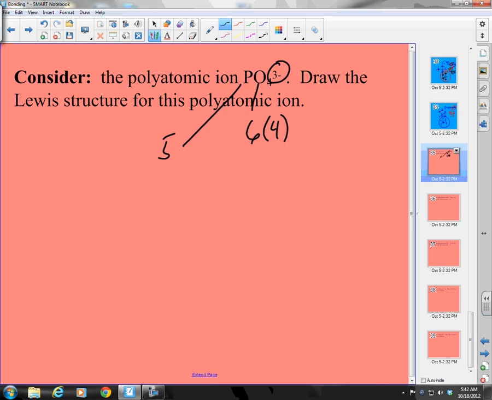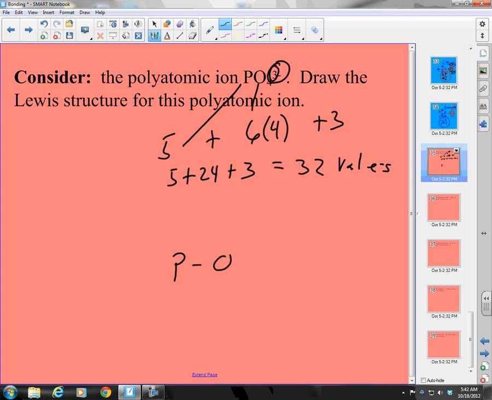Here we go. I have a negative ion. There's 3, so that means we want to add 3 more electrons. So what do I get? 5 plus 24 plus 3, that looks like 32. So I have 32 valence electrons I need to put in my picture. We need to choose a central atom. How about phosphorus? We want to surround that with my oxygens.